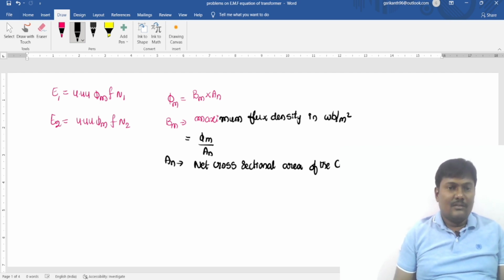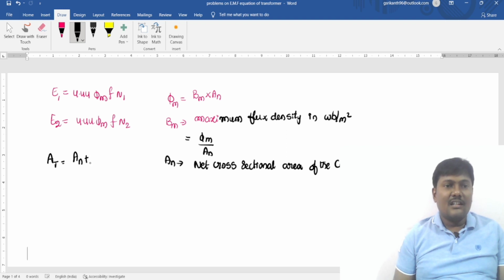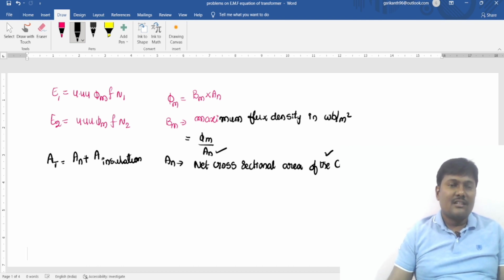So I will explain what is meant by gross salary and net salary. Gross salary is your total salary, that may be 30,000 per month. Some of the cuttings will take place, so that is the tax. After that, the amount you are getting in hand is called the net salary. Similarly, in the same way, we have a total area of the transformer, that is the net cross sectional area of the core plus the area of the insulation. But in an EMF equation of a single phase transformer, we should consider only the net cross sectional area of the core.